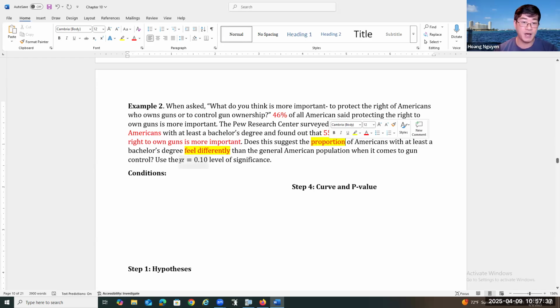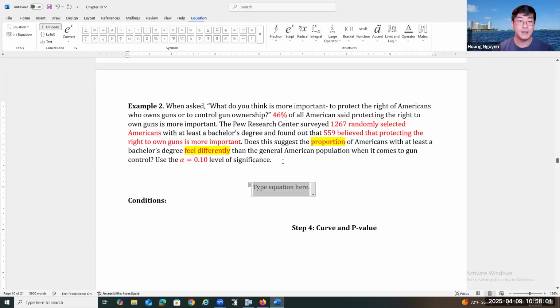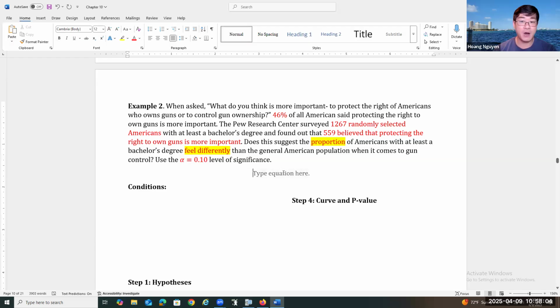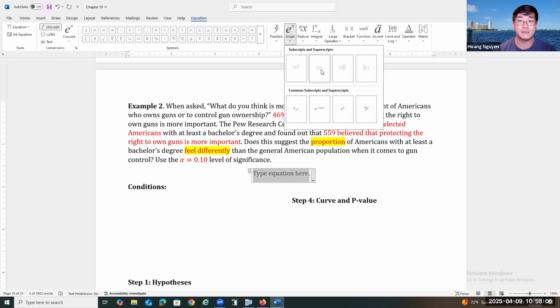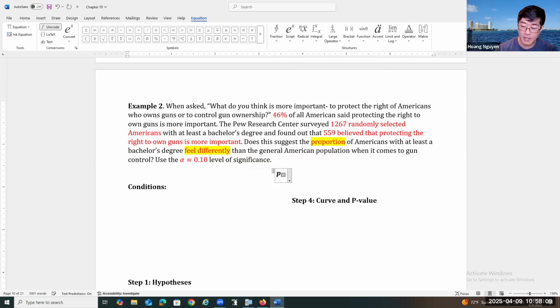Using alpha equal to 10%. So we are given alpha is equal to 10%. So this suggests that the proportion of Americans with at least a bachelor's degree feel different than the general American population. Looks like we're going to do the hypothesis test for the proportion. So let's summarize the question again. What's the original proportion we have? Originally, the proportion of Americans who protect the right to own guns is 46%.